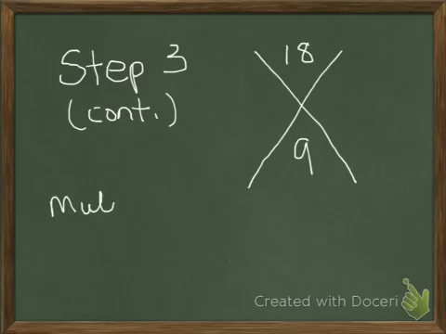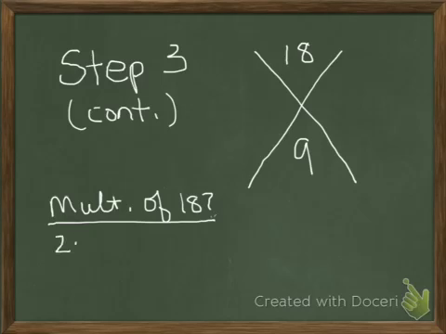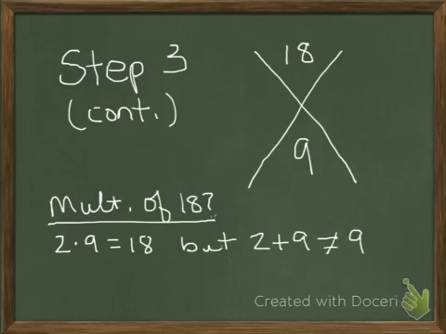Continuing in step 3, we look at the factors of 18. I'm not even going to talk about 1 times 18 equals 18, because 1 plus 18 is not going to get us anywhere close to 9. But let's start with 2. 2 times 9 equals 18, but 2 plus 9 does not equal 9, obviously. So let's move on.